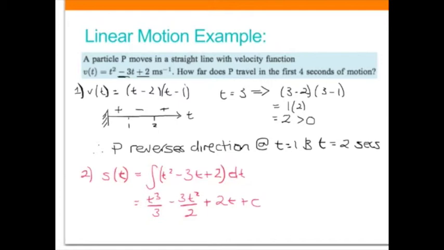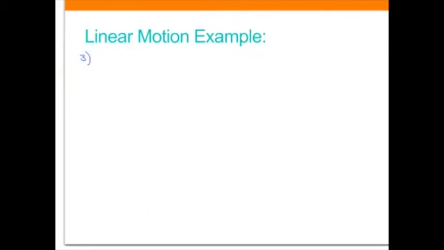Don't forget that pesky plus c. Step 2. Done. So we've got to find S naught. Yes? Yeah. So that's SA. What's that going to be equal to? 0 plus C, won't it?